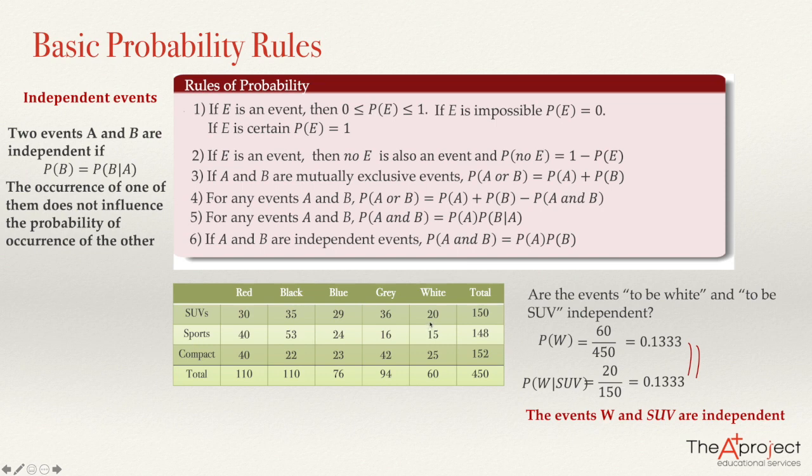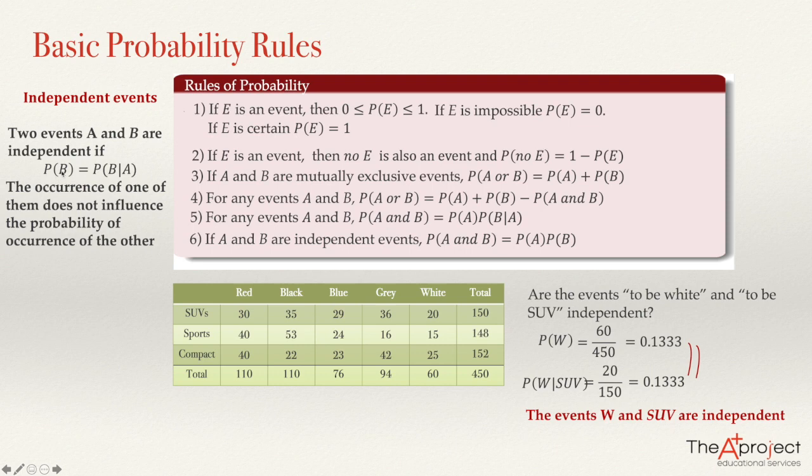Maybe sports and white are not independent. Or maybe compact and gray are not independent. We should check. So sometimes people use this as a definition of independent events: the occurrence of one of them does not influence the probability of occurrence of the other. But a good definition is this one that is here.